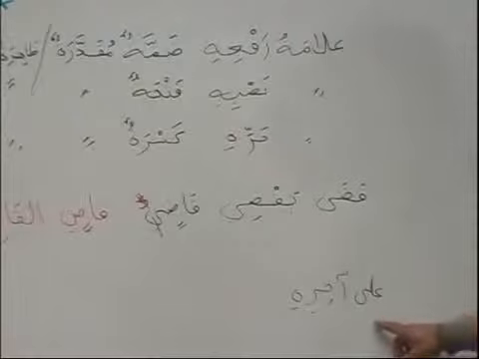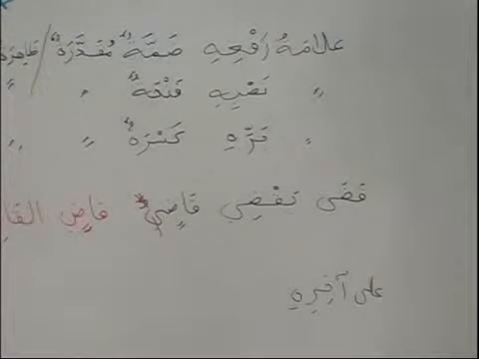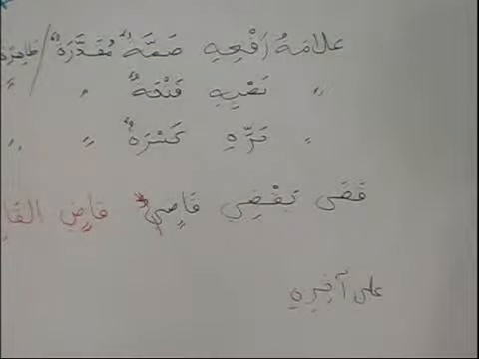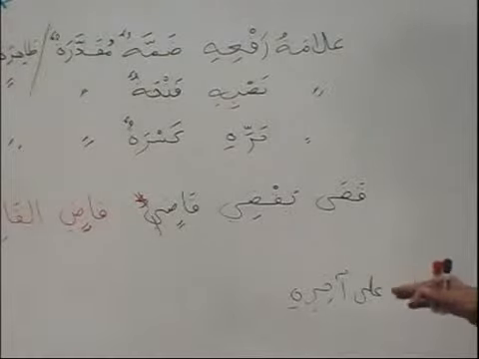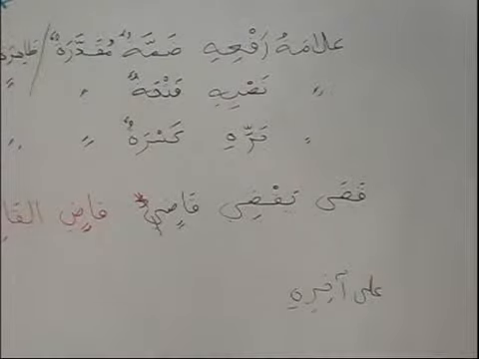What did I write down? Ala akhirihi means at the end of it. If you want, you can add it. So you will say, fa'ilun marfu'un alamatu raf'ihi dammatun muqaddaratun ala akhirihi. You can say that if you want to. But if you don't want to write it, it's perfectly all right. Dr. Abdurrahim did not write it. But I have seen in other places sometimes people write it, but it's easy, and it makes sense.